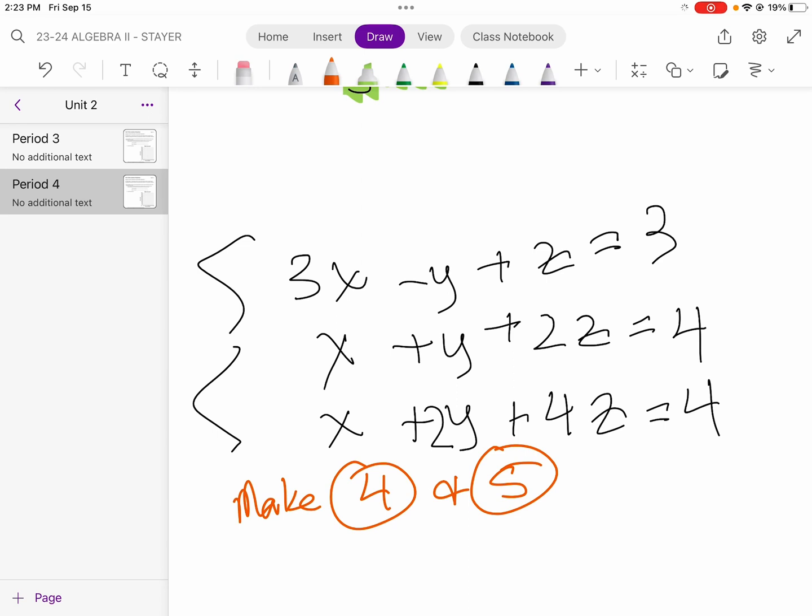3 and 2, 3 and 2, 3 and 2. You wrote number 3 down correctly. Number 3 says x minus y plus 4z equals 4. x plus 2y plus 4z equals 5.